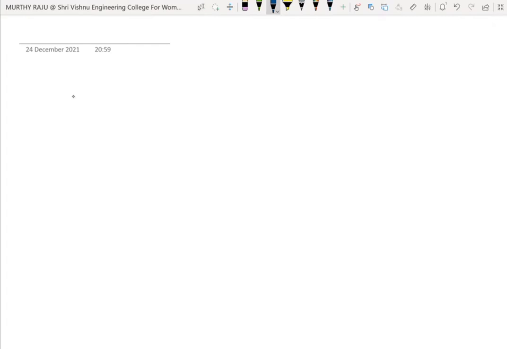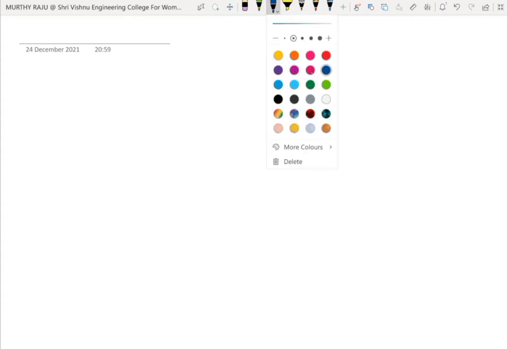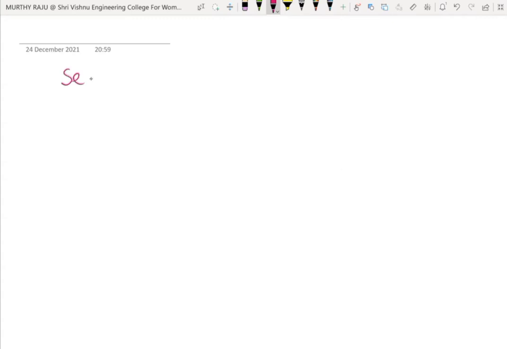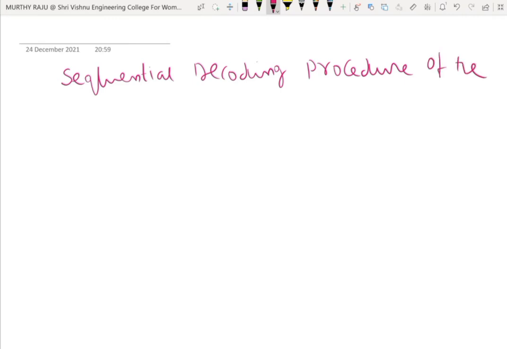In this video, I'm going to explain the sequential decoding procedure of the convolutional encoder.